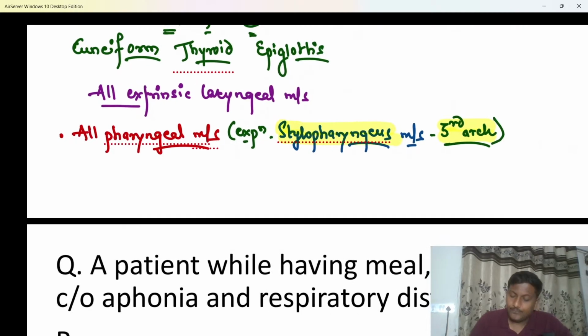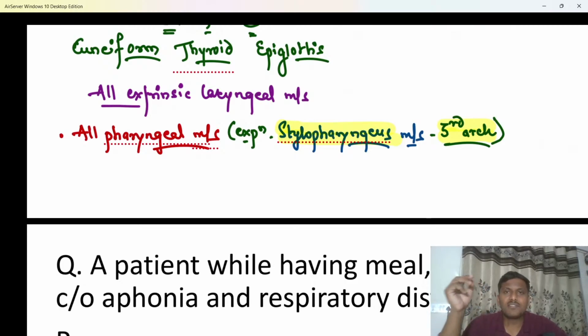Now lastly, about the nerve supply. We know, beta, there are two types of nerves which are going to supply the larynx. One is called the SLN. What is meant by SLN? Superior laryngeal nerve. Second is called the RLN, that is recurrent laryngeal nerve. So one is the superior laryngeal nerve, the other is the recurrent laryngeal nerve.